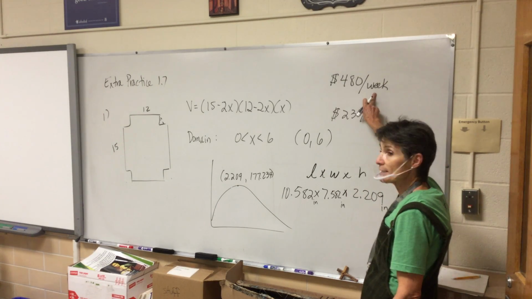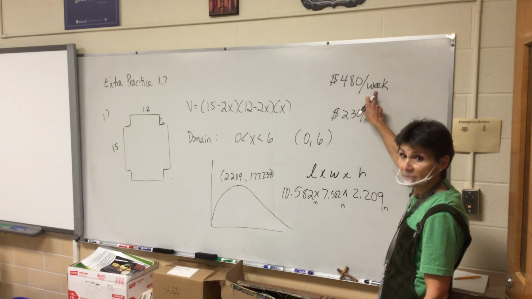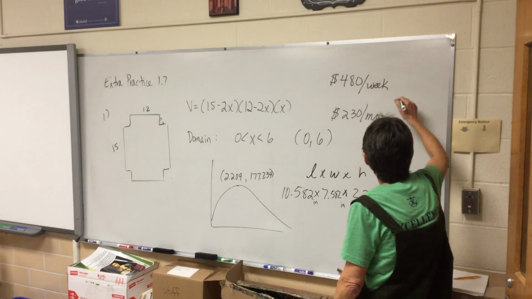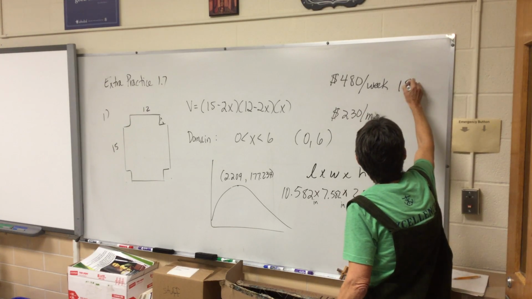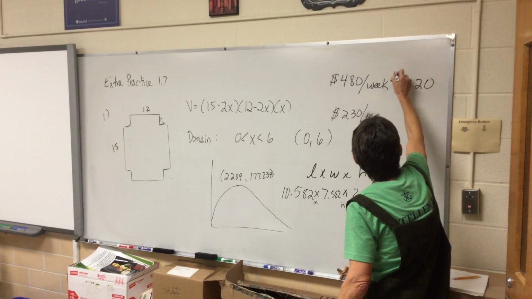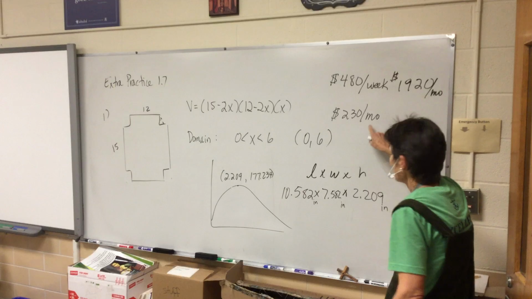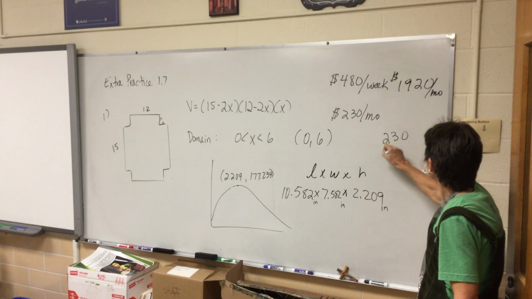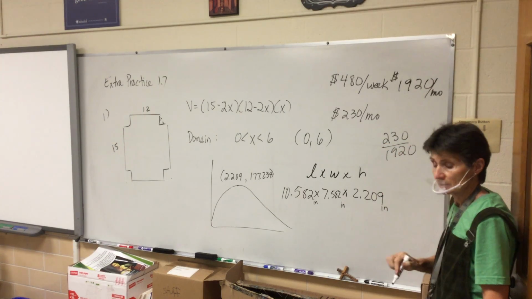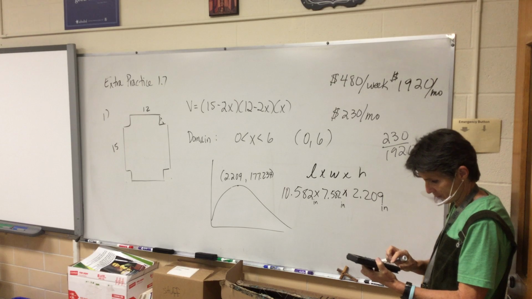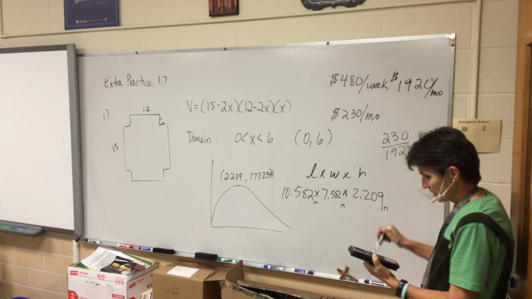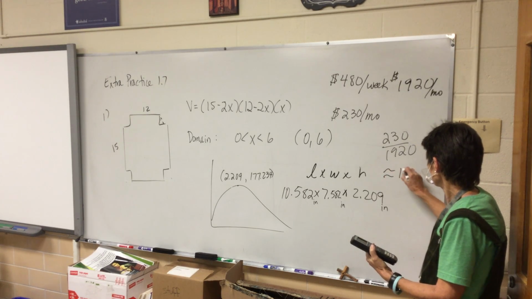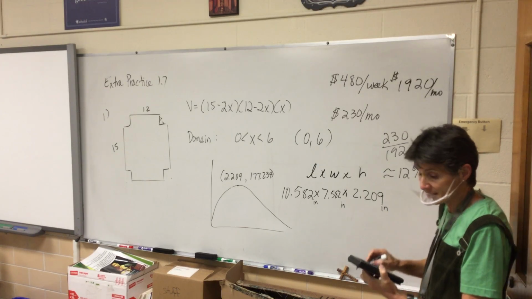So the first thing I'm going to do is turn this into a monthly thing. So I'm going to take 480 times 4. What is that? 1,920. So that's how much I make a month. And I want to know what percentage that is of it. So won't I just take 230 and divide it by 1920? Don't overthink this stuff, guys. So it's almost 12%. It's 11.979.